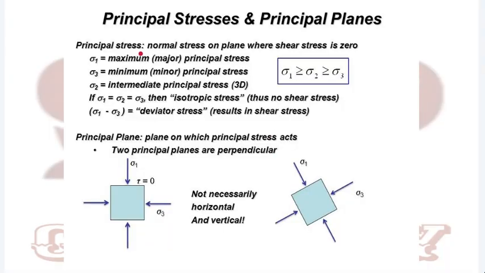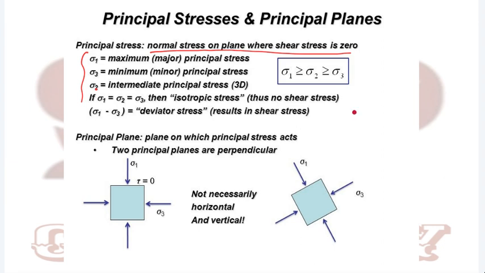Principal stresses are the normal stresses on planes where shear stress is 0. So we represent three principal stresses: sigma 1, sigma 2, sigma 3. Sigma 1 is always the maximum or major principal stress axis. In case of an ellipsoid we call it a stress axis; here it is simply called stress. Maximum or greatest principal stress axis is sigma 1, then sigma 3 is minimum and sigma 2 is intermediate. If this is represented in an ellipsoid, it is called a stress ellipsoid.